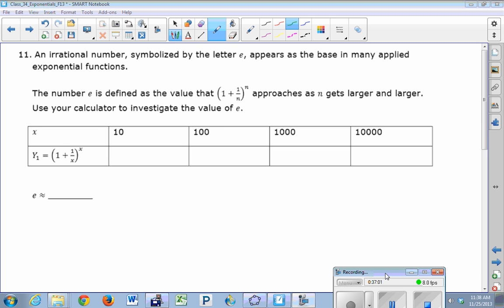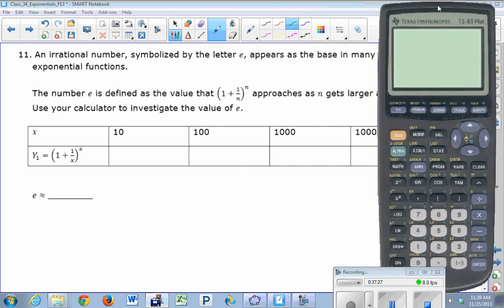Okay, good. So the number e is defined as the value that this expression, 1 plus 1 over n, the whole thing raised to the n power, approaches as n gets larger and larger and larger. So let's investigate the value of e. We don't know what the value of e is yet by putting it into our calculator. So let's put this expression into our calculator and see what happens for these different values of x.